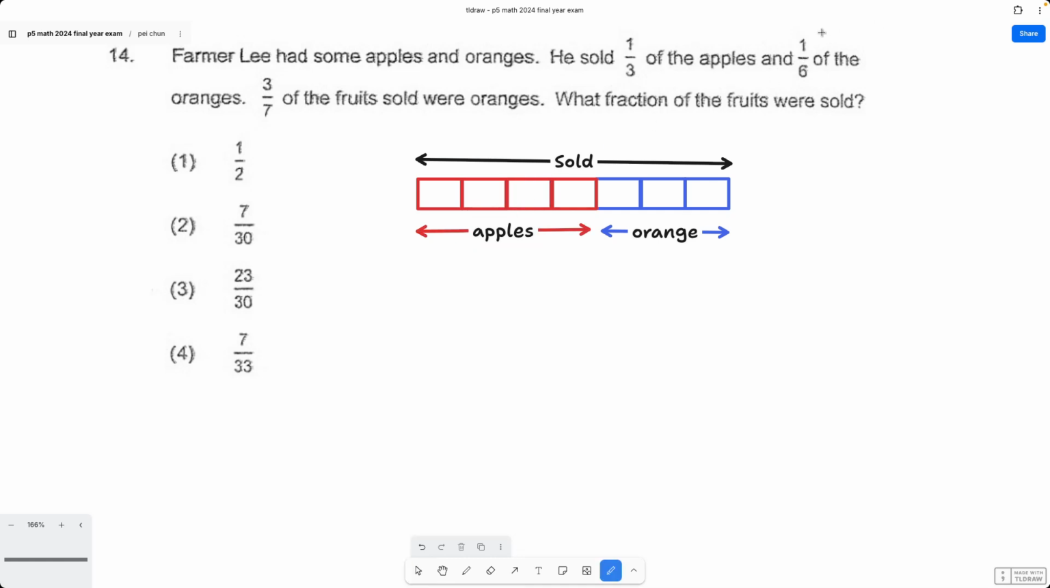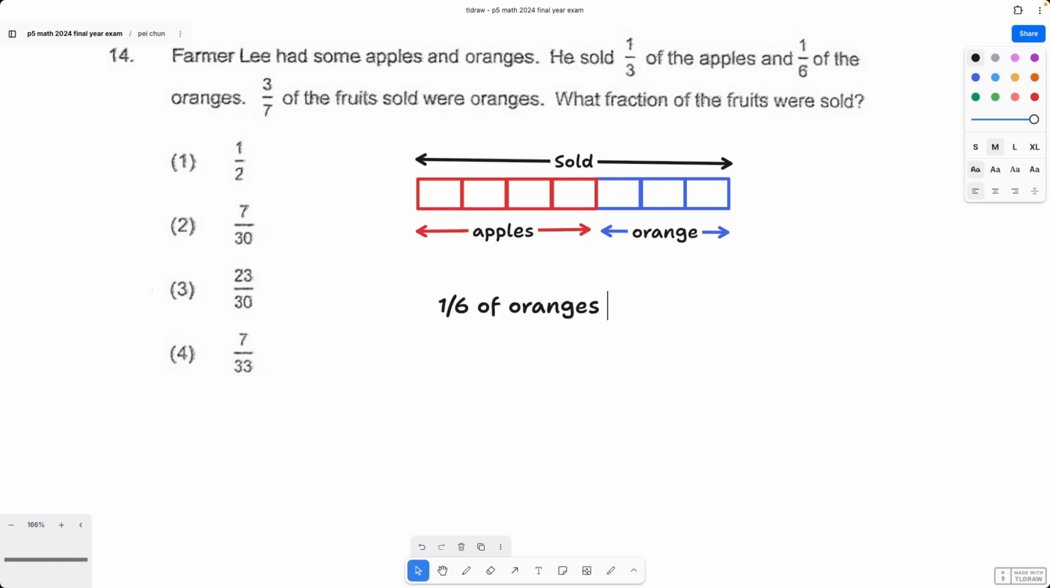Now it says 1/6 of the oranges were sold. That means 1/6 of oranges is sold, which means this will be 3 units. So once the oranges are sold, I'm just going to put here sold. So 6 out of 6 of oranges, which is basically 6 times 3, equal to 18. So this is the total.